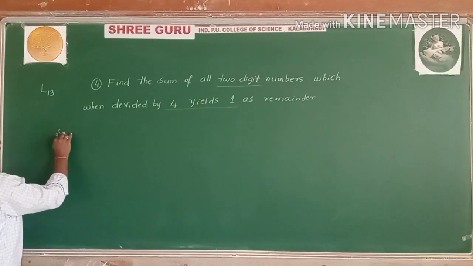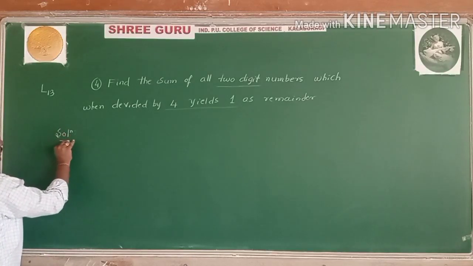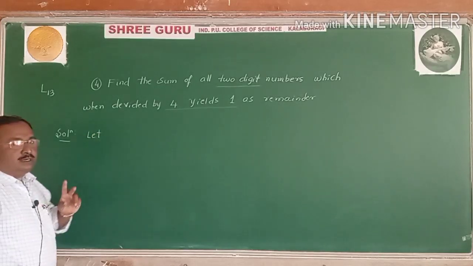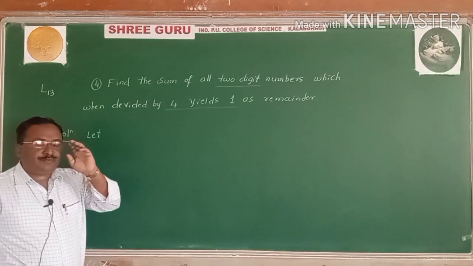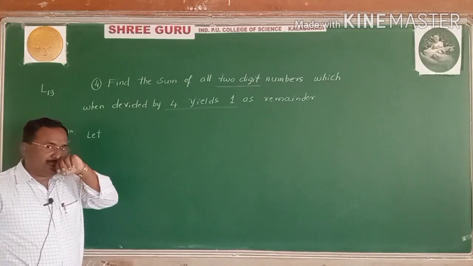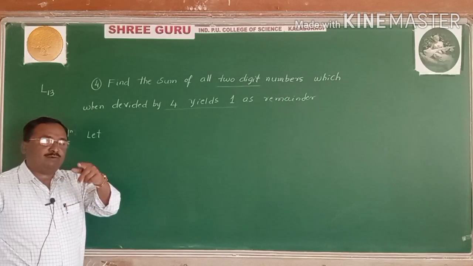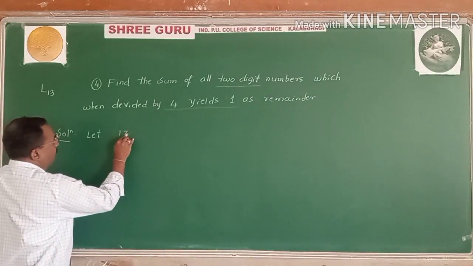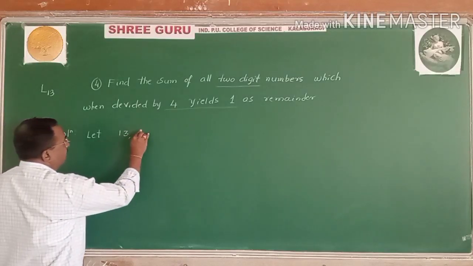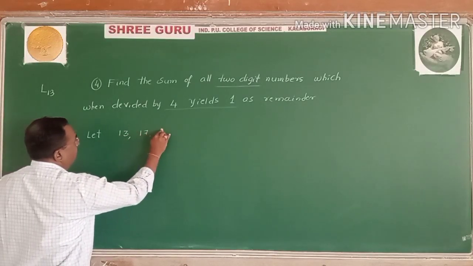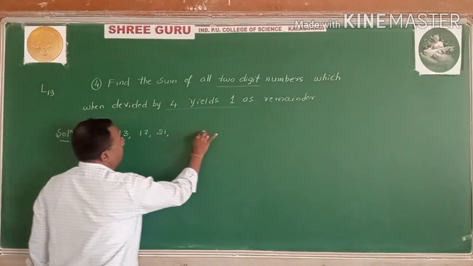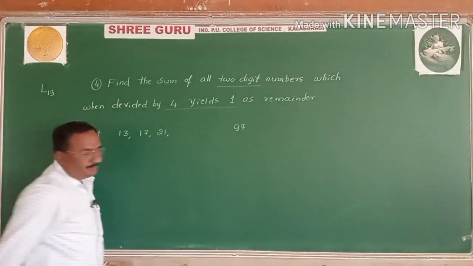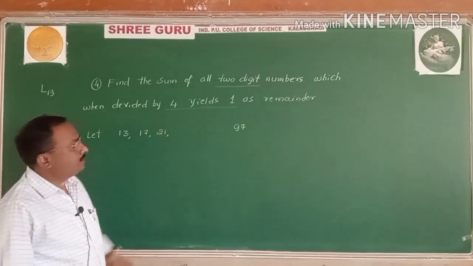Solution. Two-digit numbers start from what? 10, 11, 12. 4 threes are 12, remainder is 0. 13: 4 threes are 12, remainder is 1. Yes, the first number is 13. Next 17, next 21, and so on. The last number is 97.